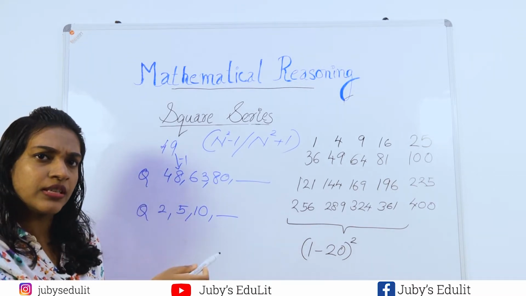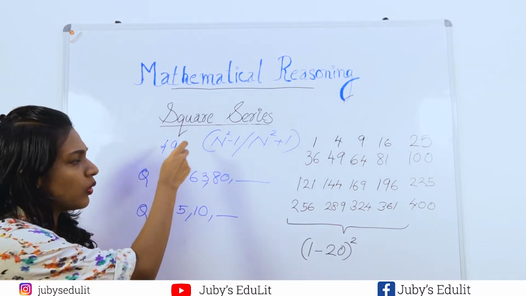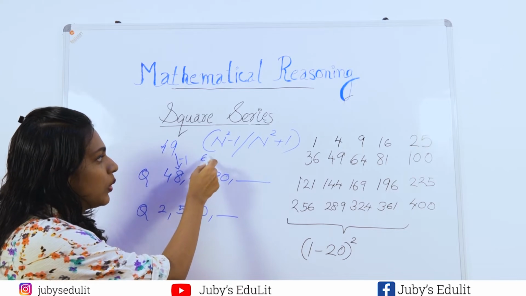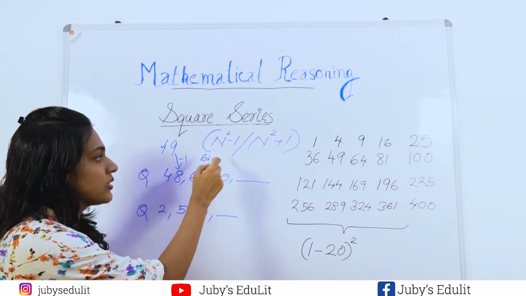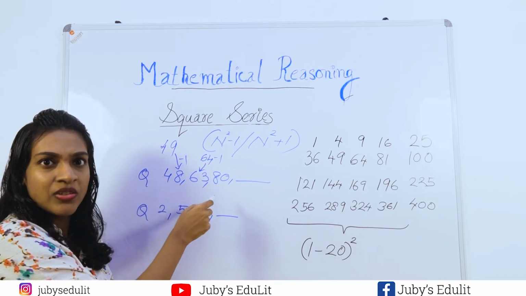Now let's see if this is applicable for the next number. So 7 square is 49. What is the next square? It is 8 square. What is 8 square? It is 64. When 1 is subtracted from 64, what do you get? You get 63. So it is 8 square.